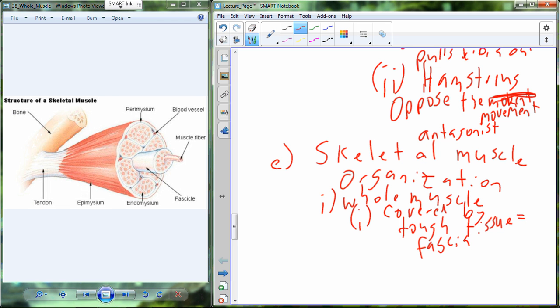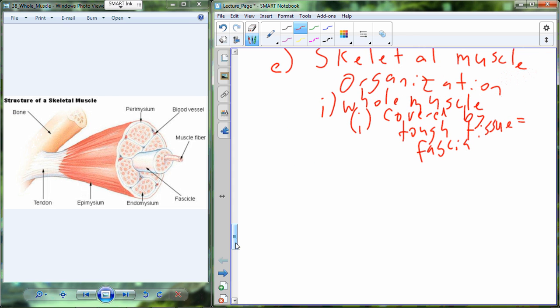So we're covered up by this tissue called, did I say perimysium? I did. Sorry about that. The fascia on the very outside is epimysium. So the whole thing is wrapped up in fascia. Very outside is epimysium. Right below the epimysium, we have these individual bundles, and it's those individual bundles that are going to be wrapped up in the perimysium. So covered up by fascia, epimysium.